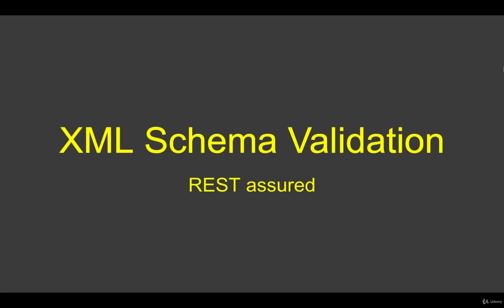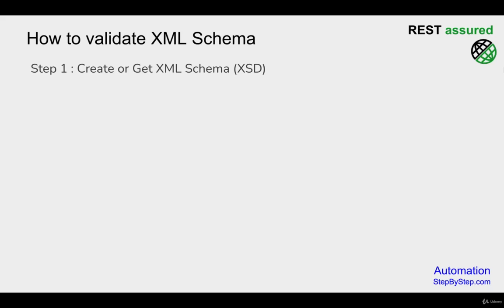Now let us see how we can do an XML schema validation in Rest Assured. Step number one here is I will create or I will get an XML schema. So in general, if you have to validate your XML, you should be getting an XML schema or an XSD document against which you can validate your XML. In our case, we do not have it, so we can create our own XML schema.